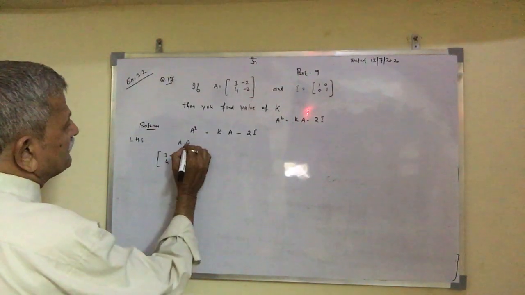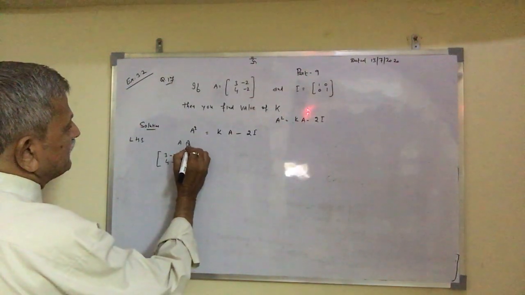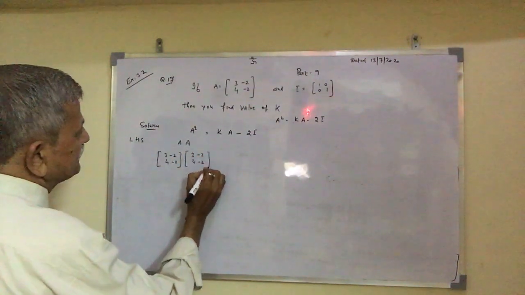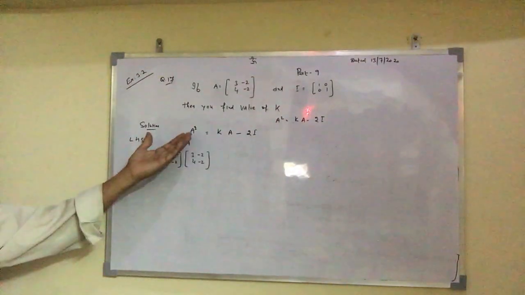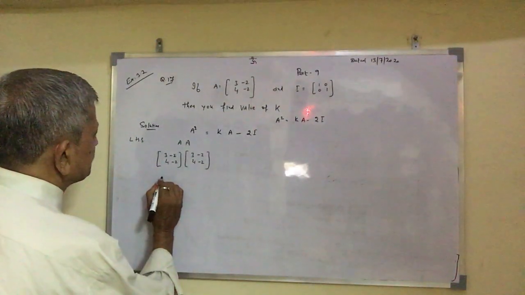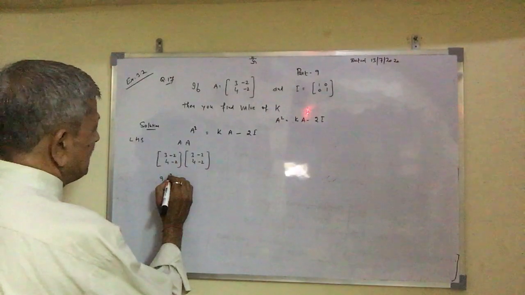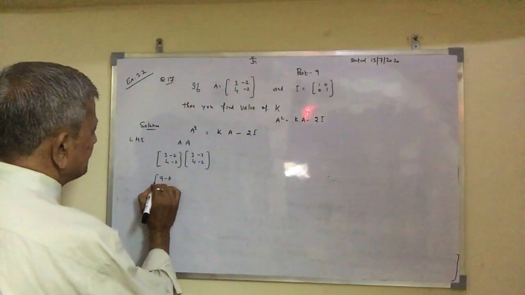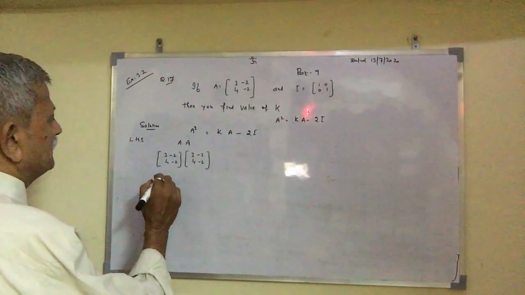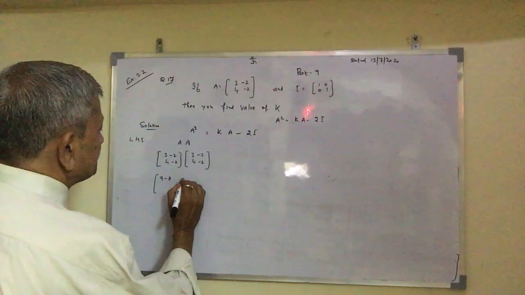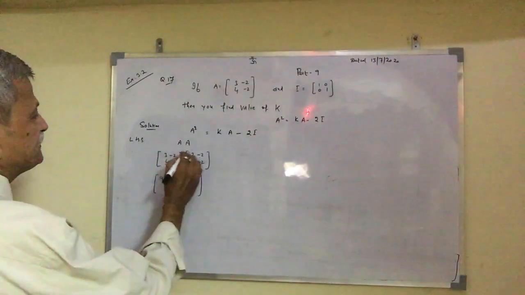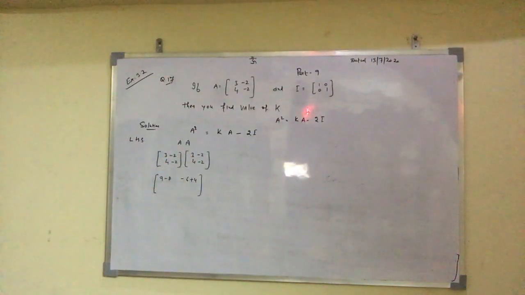again A will be the same way, 3, minus 2, 4, minus 2. We will continue with the left hand side, so your value will come out first row with first column, so it will be 9 minus 8, right. Then first row with second column, so you have minus 6 plus 4, this is your answer.